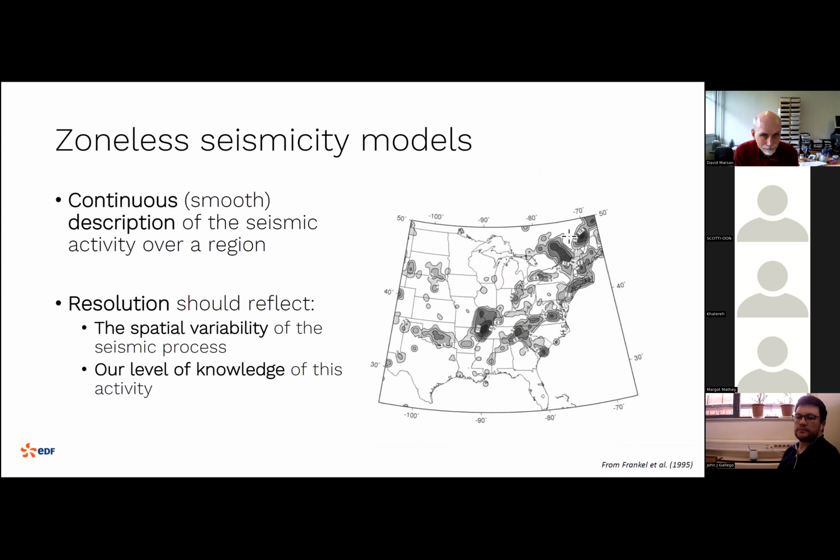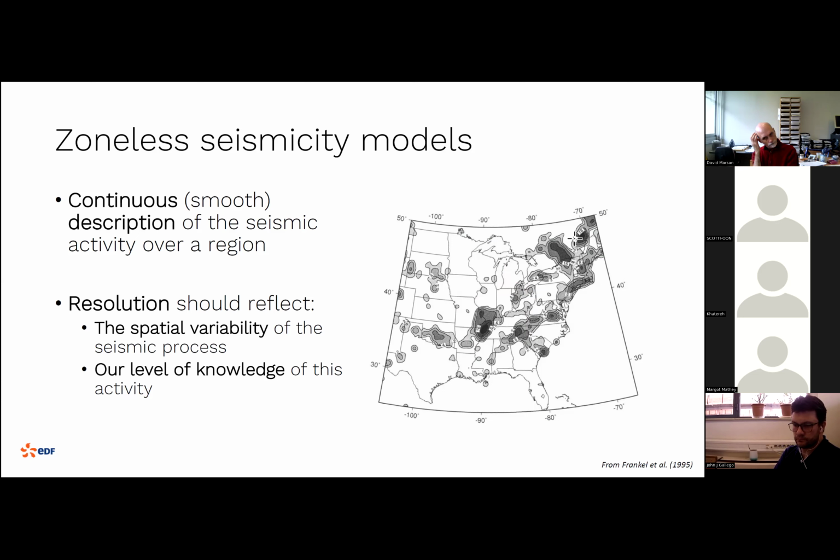Another type of spatial distribution often used with PSHA is the zoneless models. Zoneless models are more or less the opposite of the area source, as they consist in a continuous and quite smooth description of the seismic activity over a region. So you have an example here of the first zoneless model proposed in the literature in '95 by Frankel. You have a continuous description of the seismicity rates, but you cannot really see sharp transitions between specific areas. You have a continuous field.